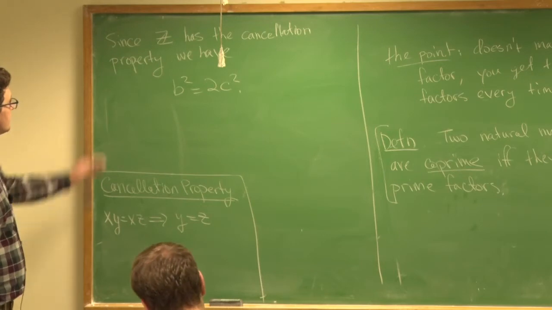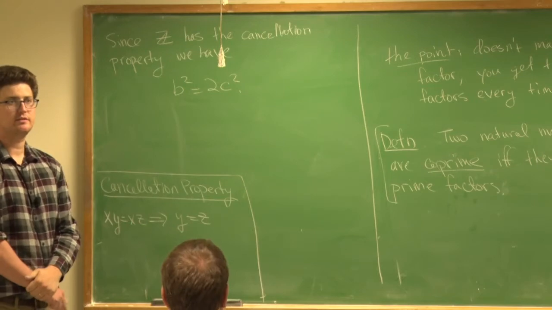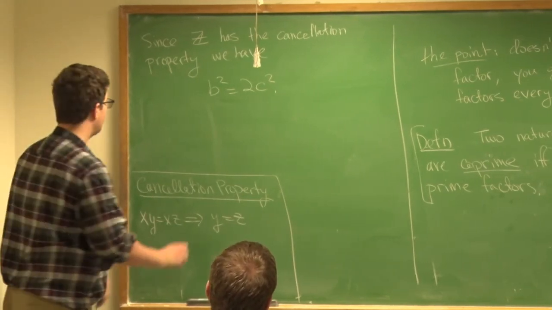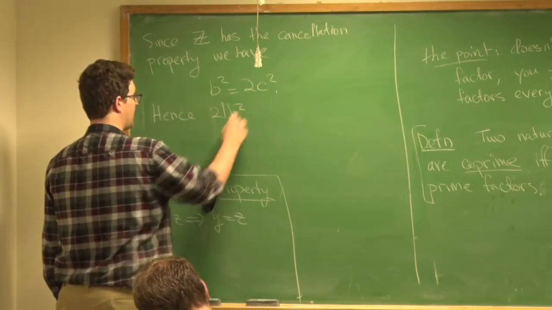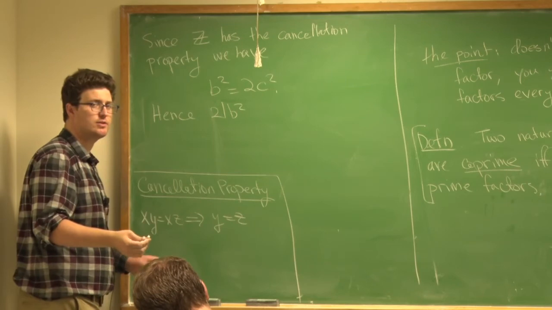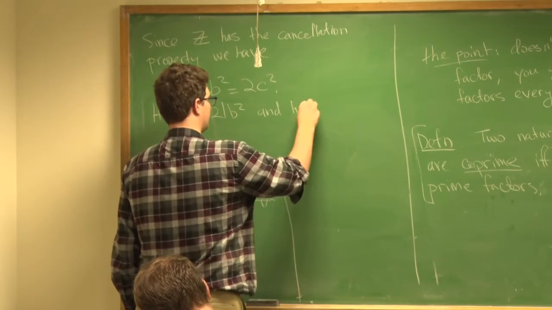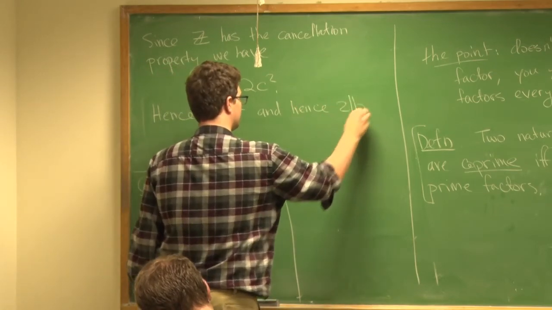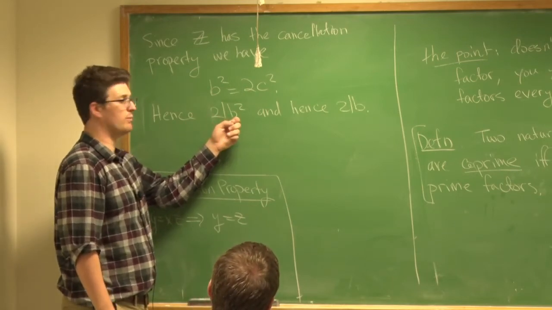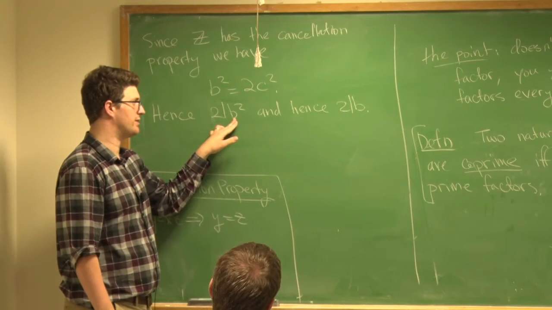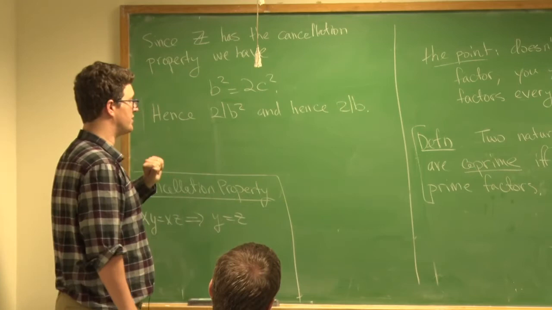So since Z has the cancellation property, we have this. And what does this tell us? 2 divides b squared. Hence 2 divides b squared. And what must we have? 2 is prime, so 2 divides b. Okay, so 2 is prime. So if 2 divides a product of 2 numbers, 2 must divide one of those numbers. The number is the same here, so 2 has to divide b. Okay, so we're using the definition of prime again, and the fact that 2 is prime.